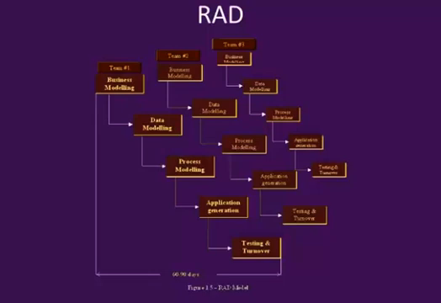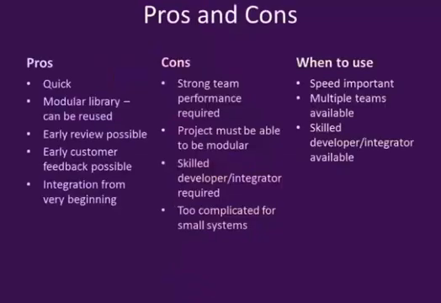Application generation. We convert the process models into actual code. And then testing and turnover. We're testing the components. The RAD model delivers a product very quickly. It's very dependent on good teams, and you need to have a really good integrator to put it all together.